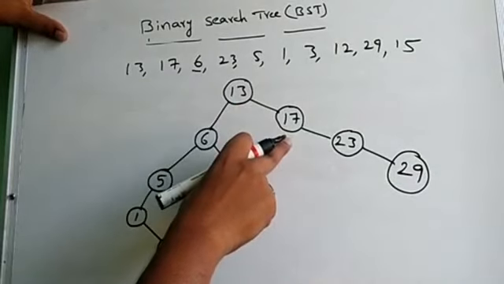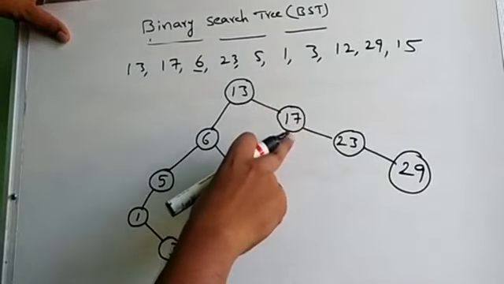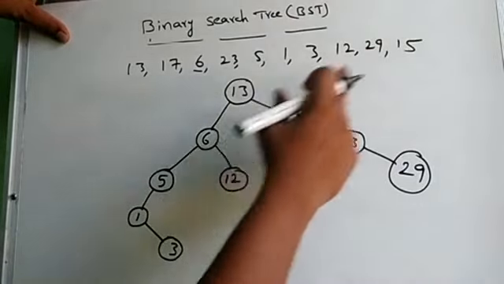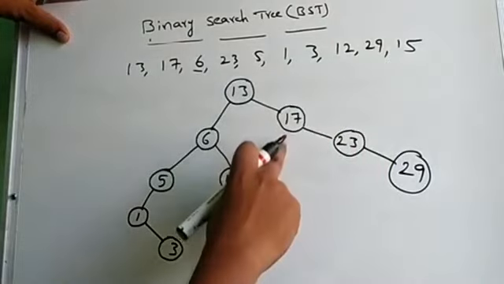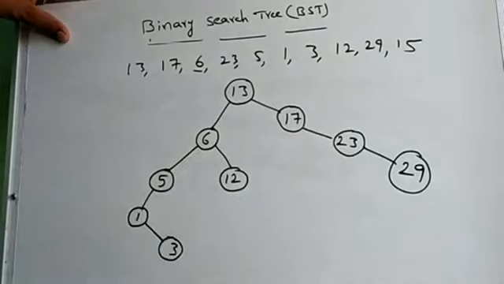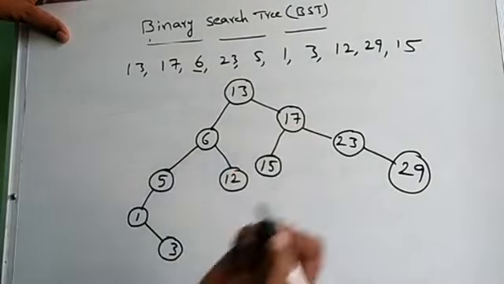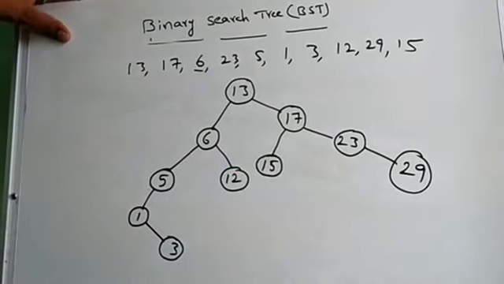Move to the right-hand side, so compare 17 and 15. 17 is the greater value, so where can it be added? Which one is greater? 17 is greater, so 15 is the lesser value, and a lesser value is always added to the left side of that node. Okay, so this is a continuing process.